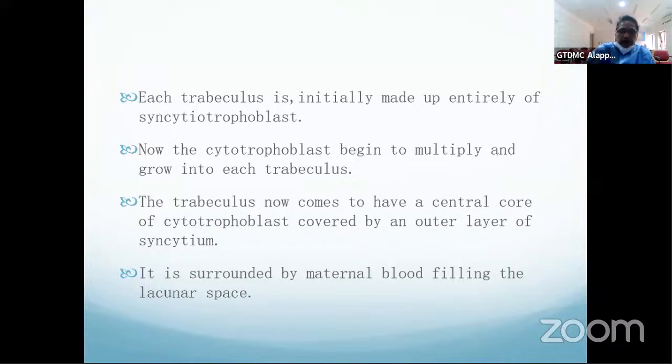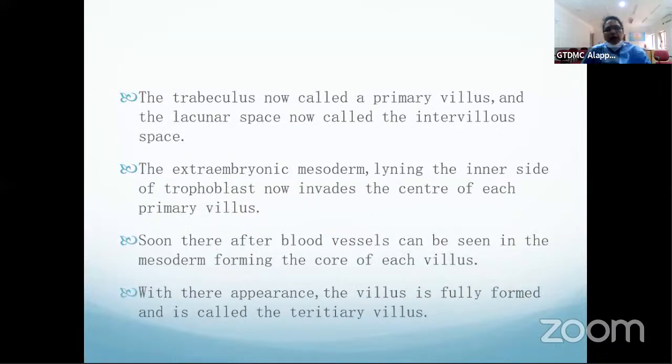So the trabeculus is surrounded by the maternal blood in the lacunar space. So the trabeculus is now called the primary villus. That is, the trabeculus, which is invaded by a layer of cytotrophoblast, surrounded by the syncytium, which is surrounded by the maternal blood, is called the lacunar primary villus, and the lacunar space is now called the intervillus space.